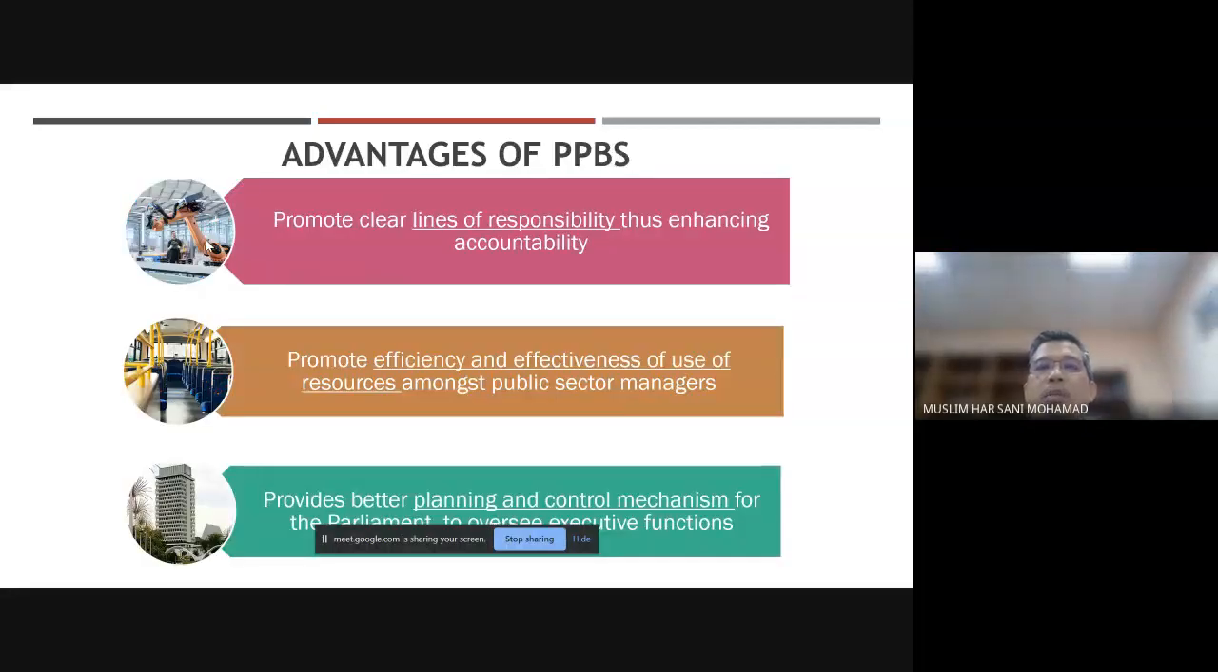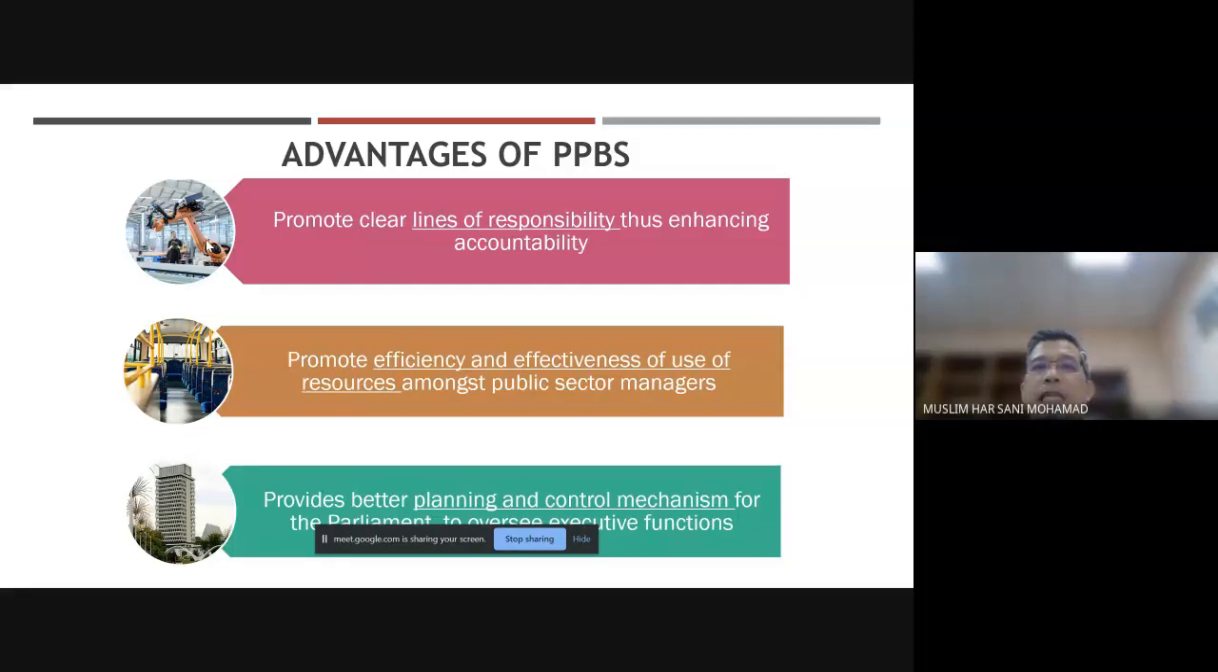Key advantage of program-based budgeting: promote clear lines of responsibility, thus enhancing accountability. Clear lines of responsibility means each program has a very specific objective they must achieve. So based on that, they'll be accountable. The funding will be provided, so there will be the question: do you achieve your objective or not? Just like IUM, being funded, let's say, now around 300 million, the top management will be questioned by the parent ministry, and the parent ministry will be questioned by the parliament.